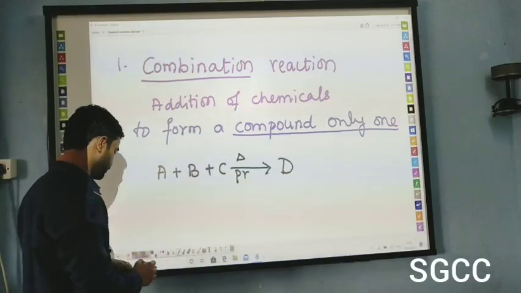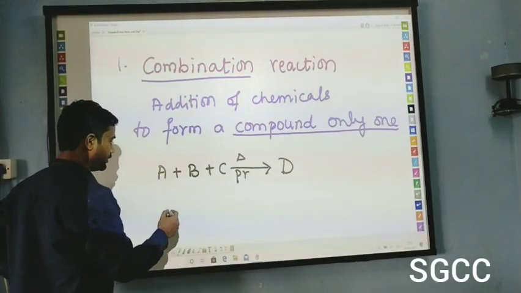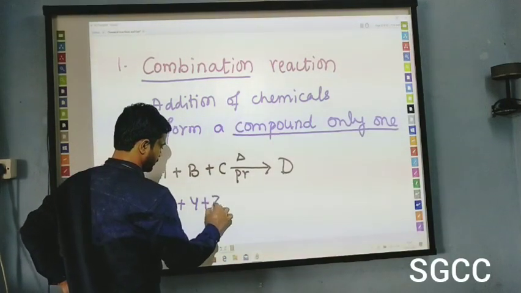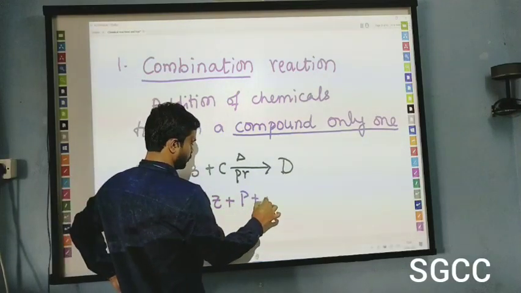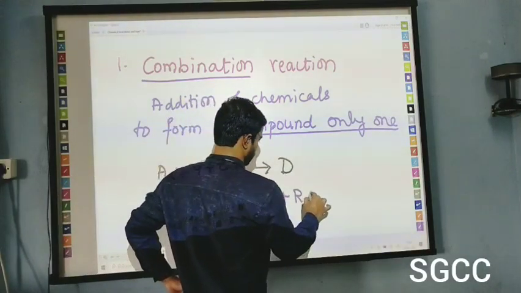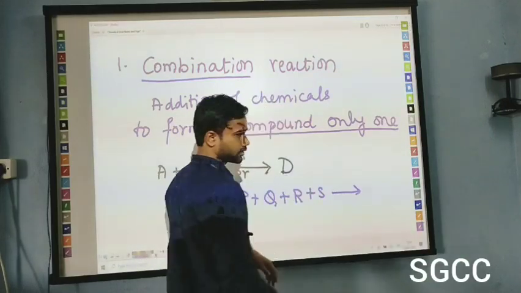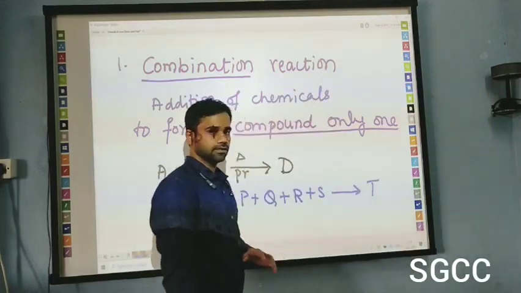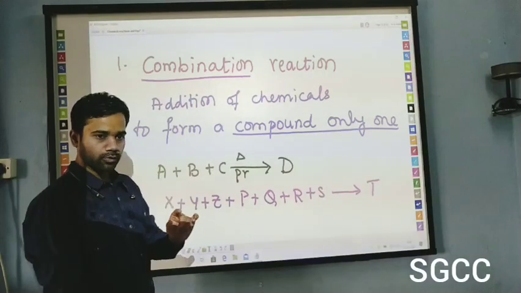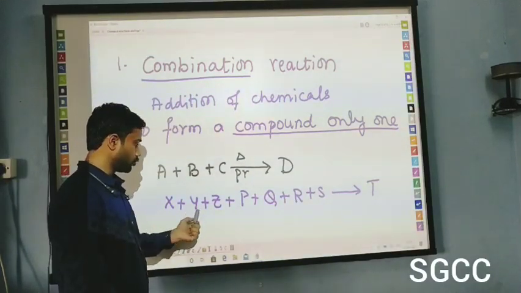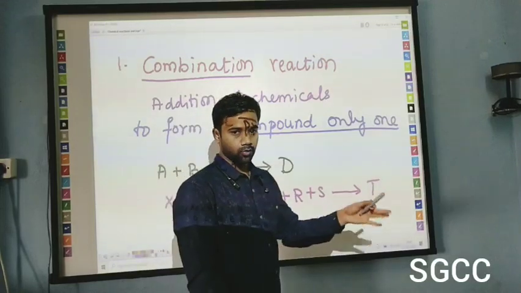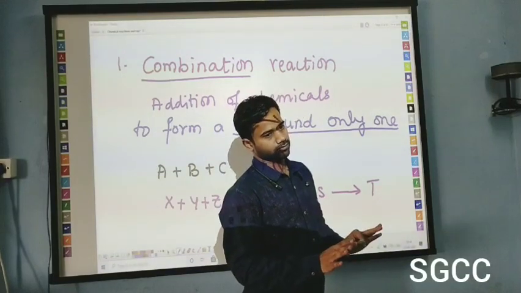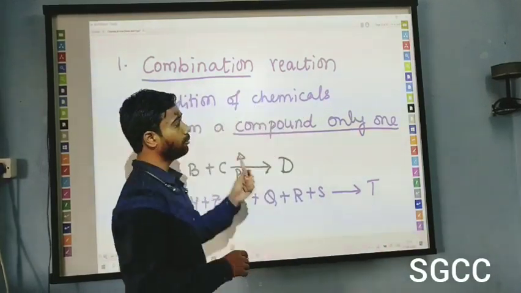If I combine like this, X, Y, Z, P, Q, R, S, how many products will it form? Whatever letter comes next, we write it as T. This is the product. What do you conclude here? There are reactants 1, 2, 3, 4, 5, 6, 7, a total of 7 reactants combining to give how many products? Only one product. This is the main conclusion of this combination reaction.